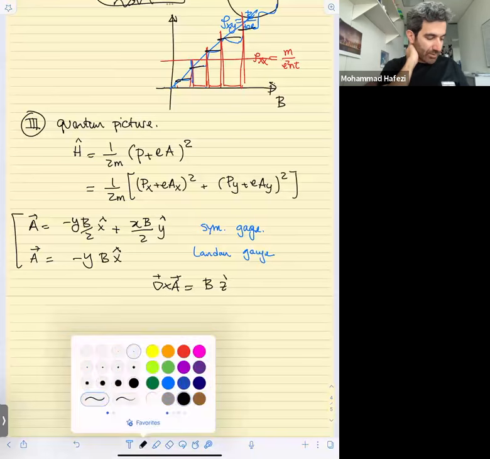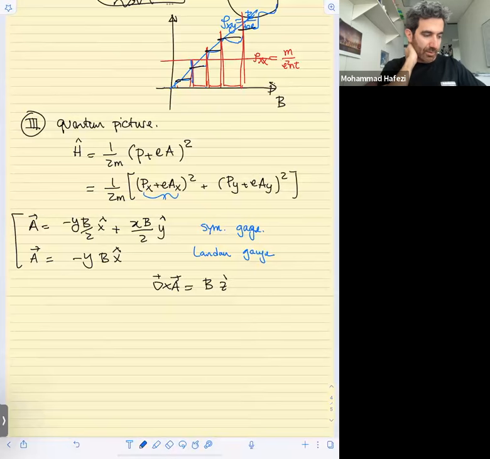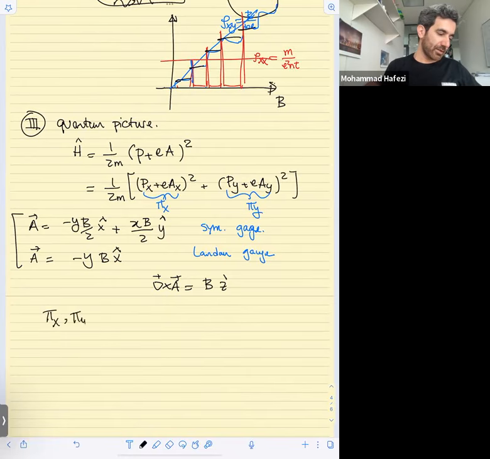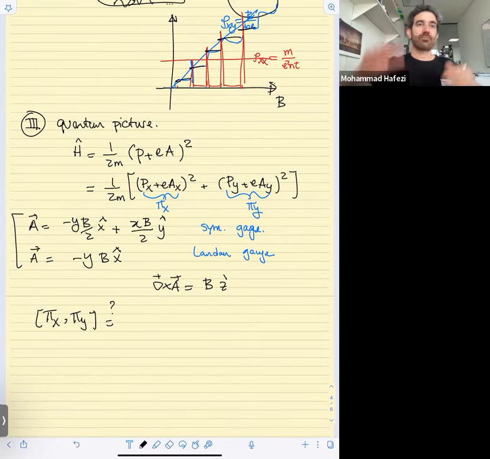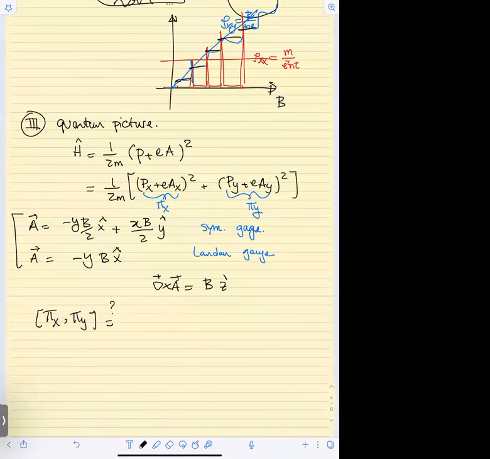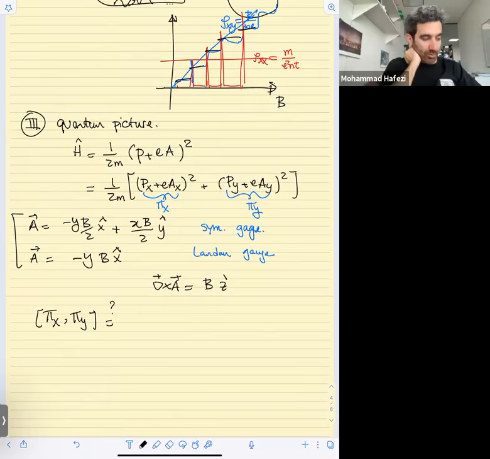But now let's do a trick. Let's look at this guy, and let's call this pi x and call this pi y. And what we learned in quantum mechanics is that whenever you identify something as an operator, you look at the commutators between them. So what is the commutator between pi x and pi y? Any idea? The magnetic field? Yes.